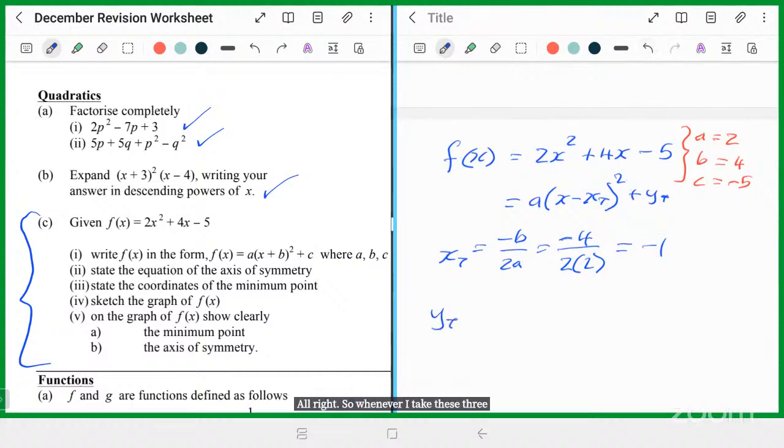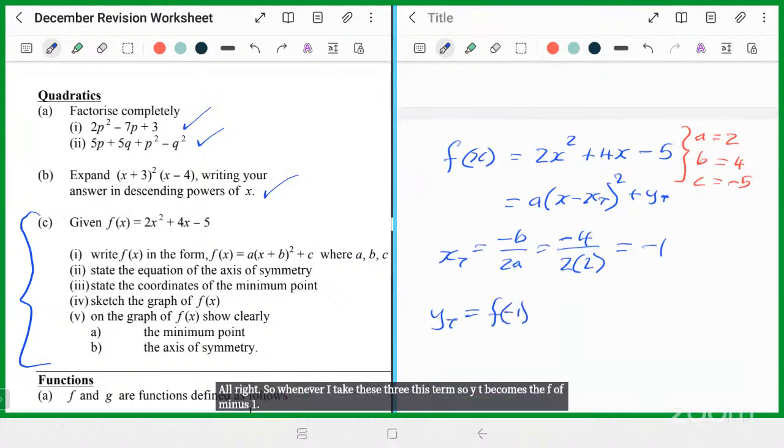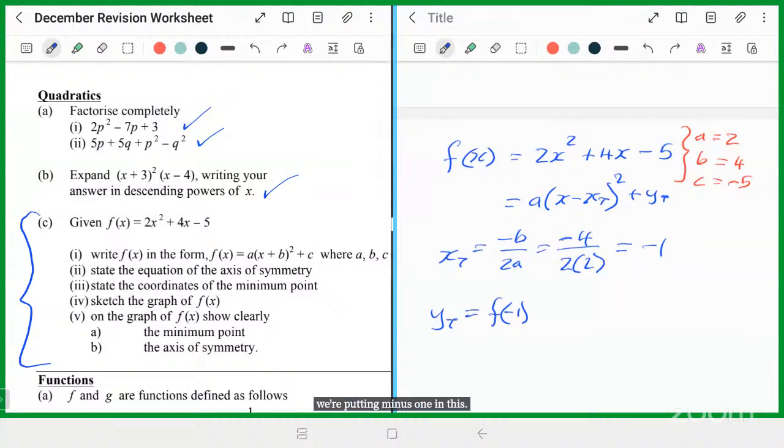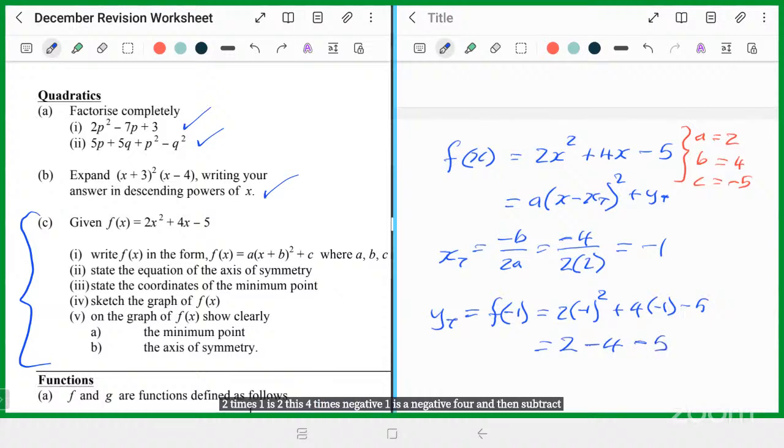So yt becomes f of minus 1. We'll put in minus 1, which becomes 2 times minus 1 squared plus 4 times minus 1 minus 5. This minus 1 squared is a positive 1. 2 times 1 is 2. This 4 times negative 1 is a negative 4, and then subtracting this 5. This is 2 minus 9. 2 minus 9 is negative 7. So your yt is negative 7.